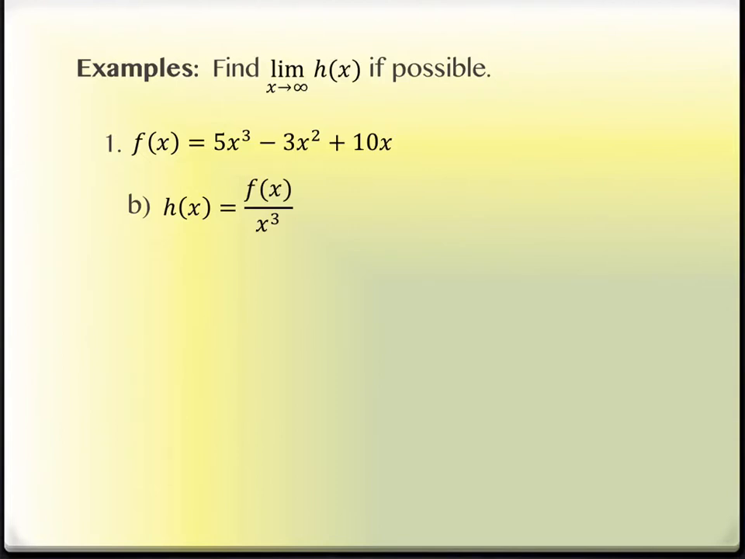So if we do the same thing that we just did before, but we have x cubed now, so 5x cubed minus 3x squared plus 10x, and we divide by x cubed. This time, and I'm not going to write out the individual pieces because we did that once already, I have 5, and then I have minus 3 over x. And then I have plus 10 over x squared.